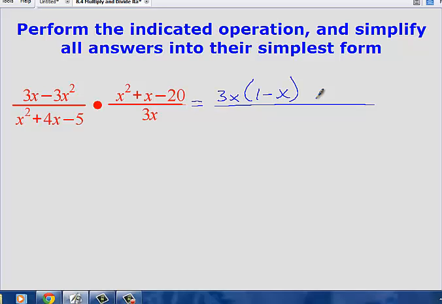So remember, whenever you factor anything, if you're not sure, multiply it back out, and you'd better get right back to where you started. So 3x times 1 is 3x. 3x times negative x is negative 3x squared. So that means that I did it right. Okay?